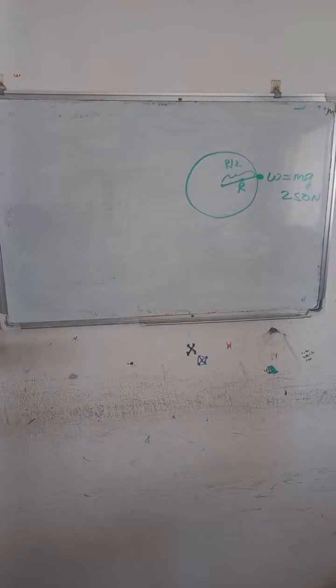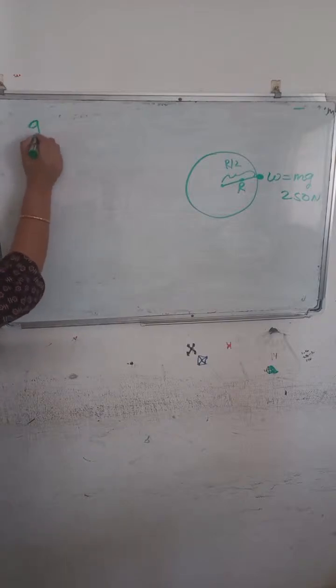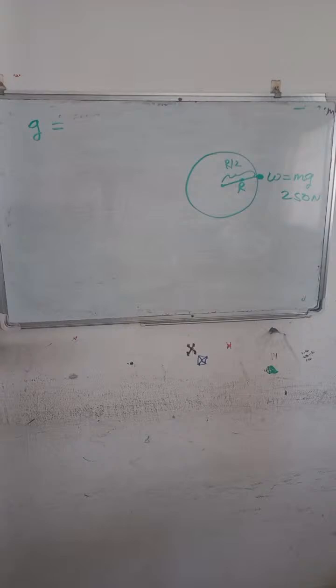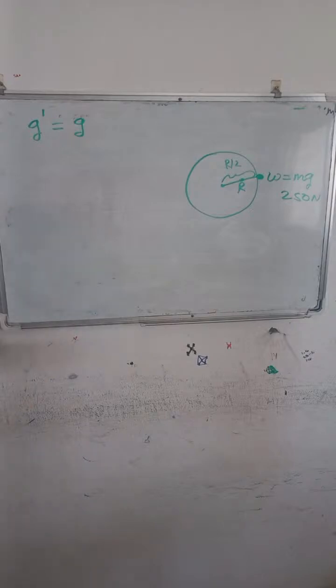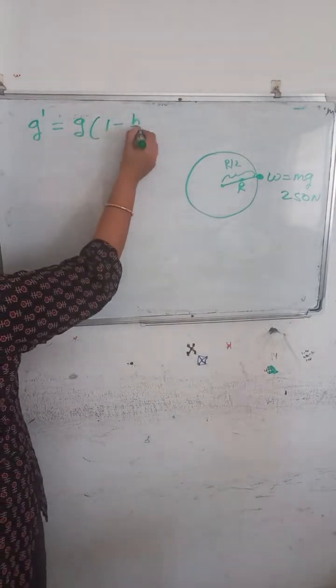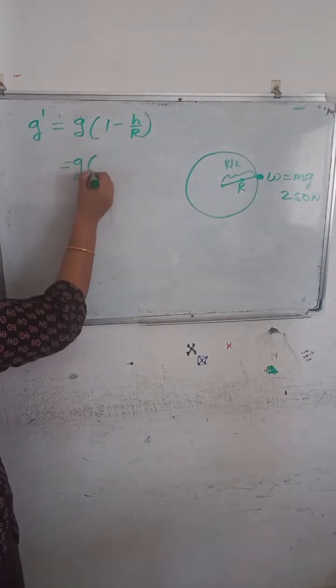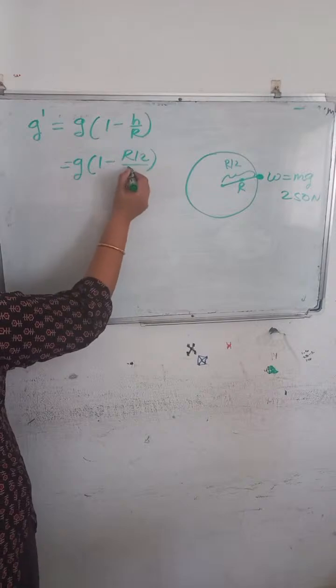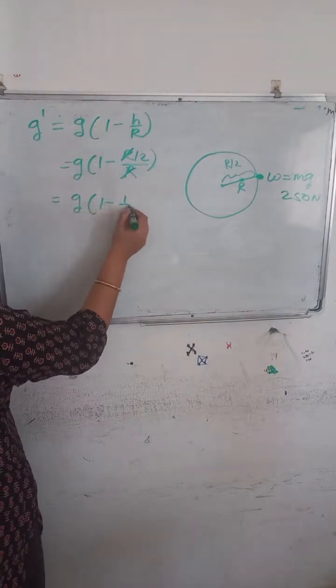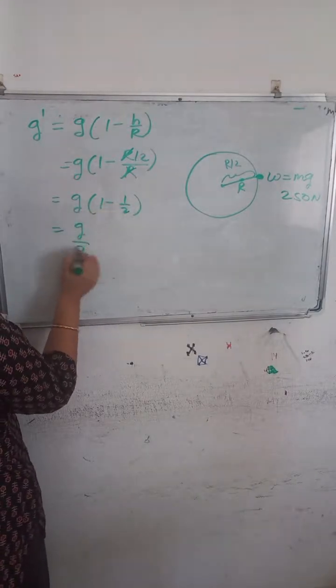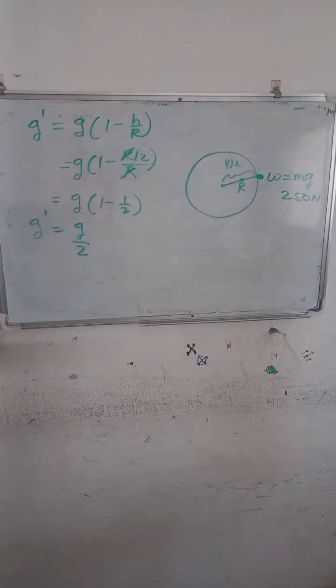We know that whenever we bring the body to a certain depth, the acceleration due to gravity g dash is equal to g times the bracket 1 minus h by R. So I will write g into 1 minus R by 2 upon R. R and R get cancelled, so g into 1 minus 1 by 2, that is g by 2. This is the acceleration due to gravity at that depth.